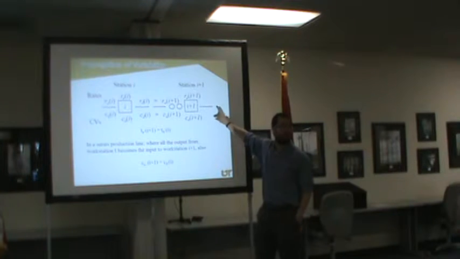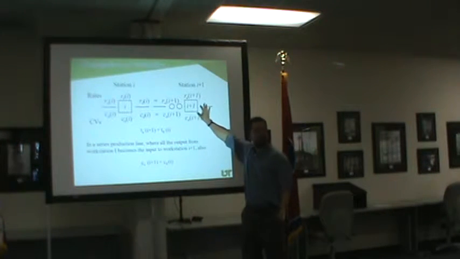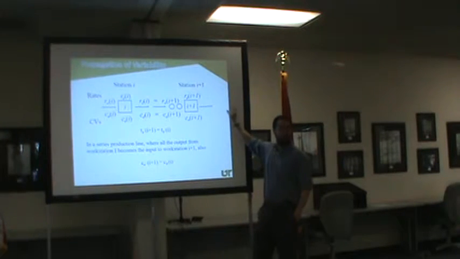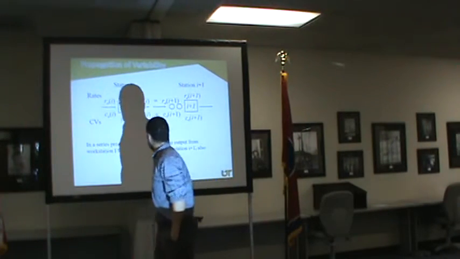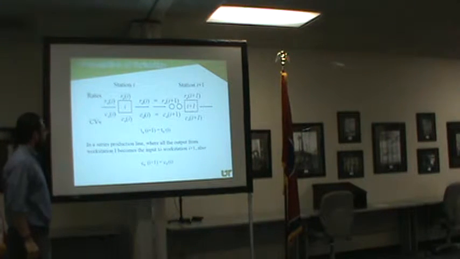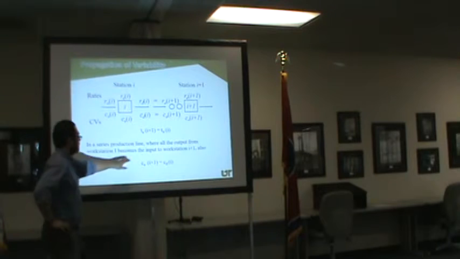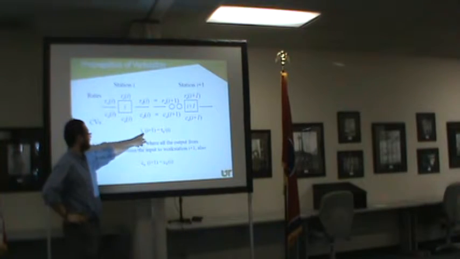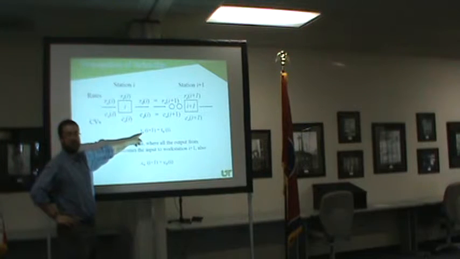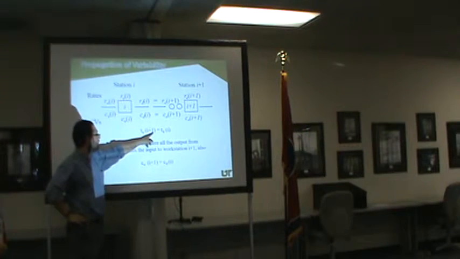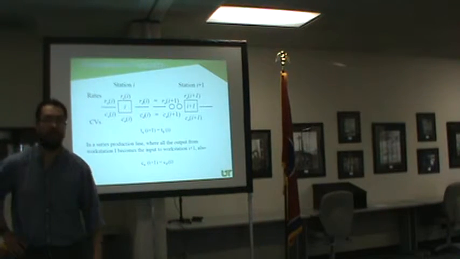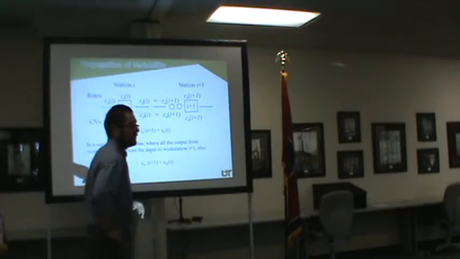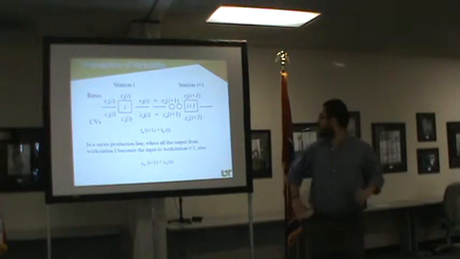If I connected I plus 2 here, the rate of departure of I plus 1 would equal the rate of arrival of I plus 2. Okay? So, and that goes all the way. So that's pretty much what this right here is saying. The average time between arrivals of process I plus 1 is equal to the average time between departures of process I, which is the previous step. Is that okay?